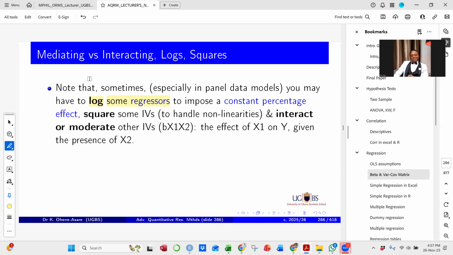Also, you square some variables. For example, you are running a regression, and regression shows a line. But sometimes the relationship shows a line, it falls and rises again. It becomes quadratic. So you square some of the variables to handle the non-linearity, because it is no longer linear, it's quadratic or N-shaped.